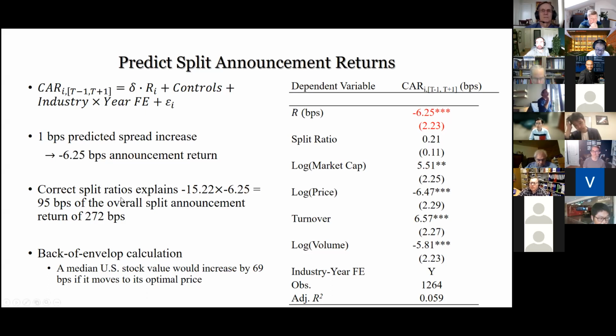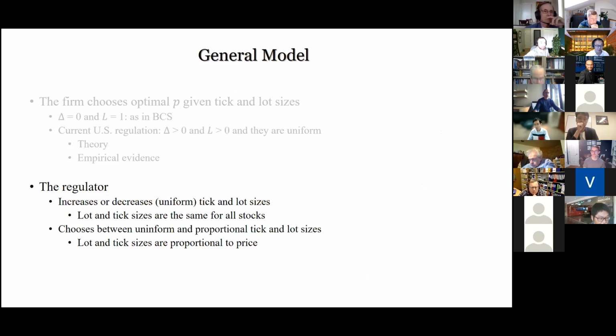The correct split ratios can explain 95 basis points of the overall split announcement return of 272 basis points. So there are lots of interpretations of why splits matter. We show it's liquidity, and the correct split actually provides the interpretation. And the back-of-envelope calculation is that a median US stock's value would decrease by 69 basis points if it moves to its optimal price. So this is empirical. Before I move ahead, any questions?